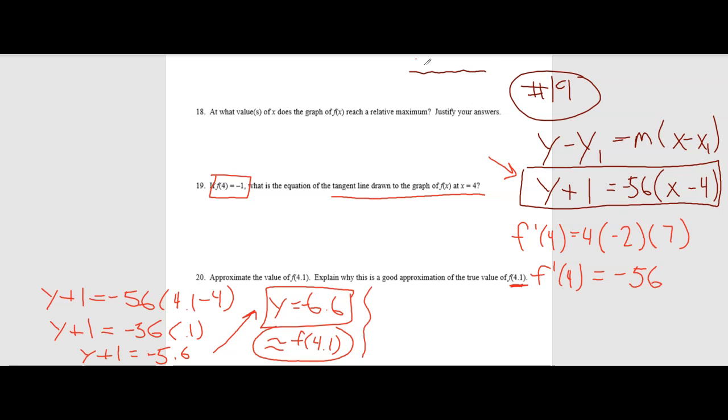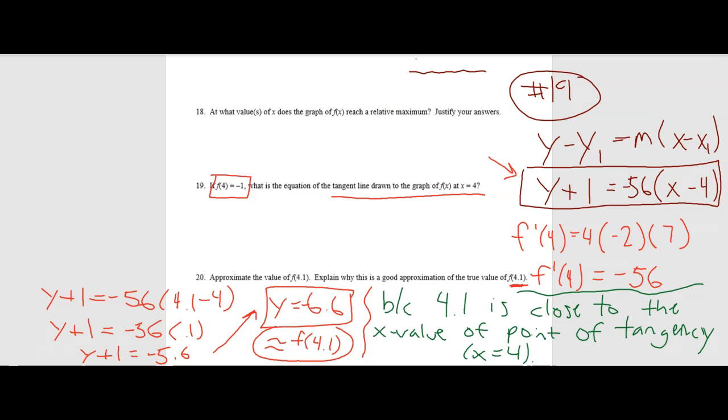You do want to mention, though, in your justification that 4.1 is close to 4. So I just put down that this is a good approximation because 4.1 is close to the x value of the point of tangency, which was x is equal to 4.